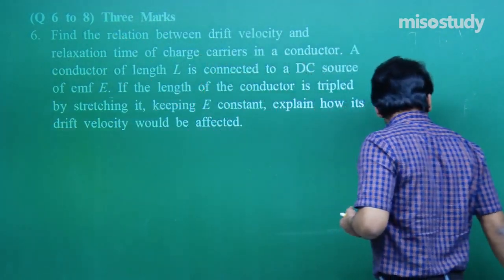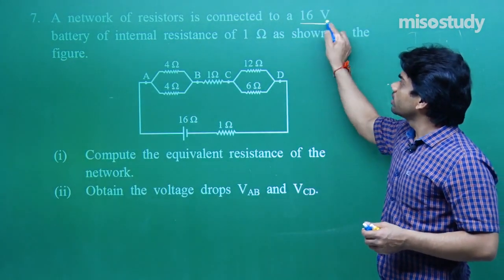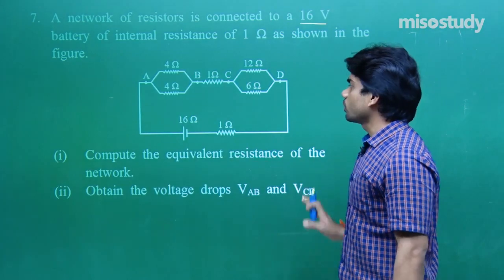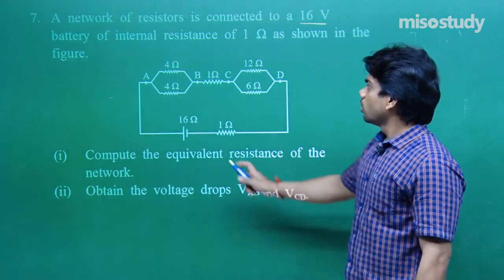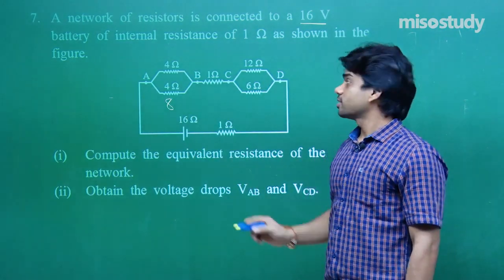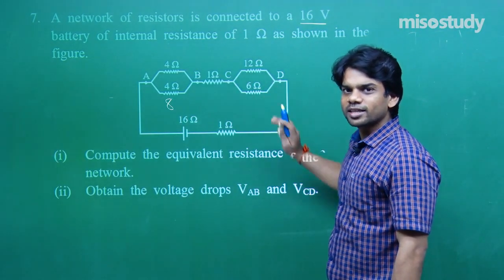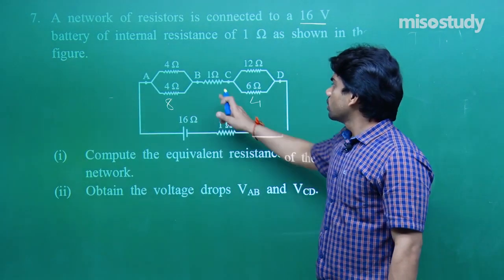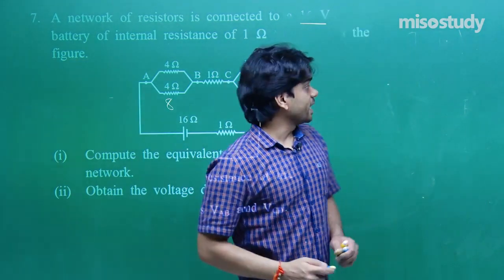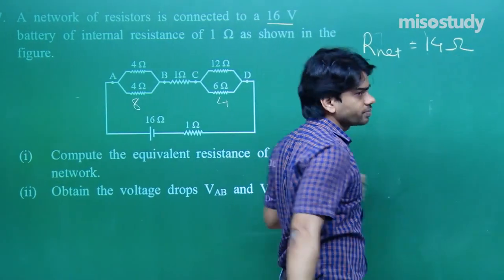Next part after this, here we have a network of resistors connected to a 16 volt battery of internal resistance 1 ohm, as shown in figure. Compute the equivalent resistance of the network. Not too tough, I will be showing here. 4 and 4 equivalent 8, 12 and 6. So multiply 12 into 6, 72, divide by 12 plus 6, 18, 72 by 18, that will give you 4. So 4 of this, 1 here, so this will become 8 plus 1, 9 plus 4, 13, 13 plus 1, 14 ohm. So I am writing net resistance, that comes out to be 14 ohms.